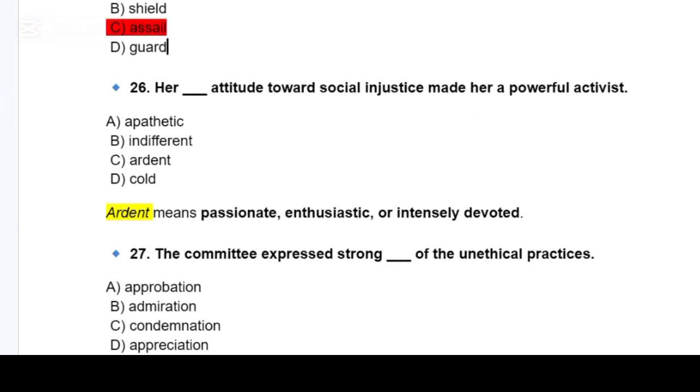Her dash attitude towards social injustice made her a powerful activist. Her attitude towards social injustice: apathetic, indifferent, ardent, or cold. So she was a powerful activist, and her attitude was ardent. Ardent means passionate, enthusiastic, or intensely devoted.